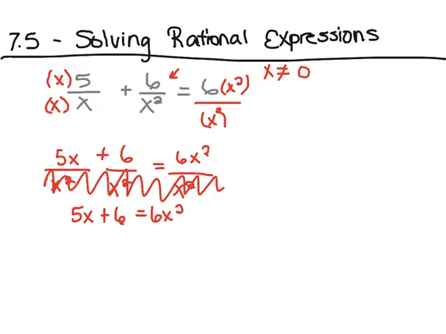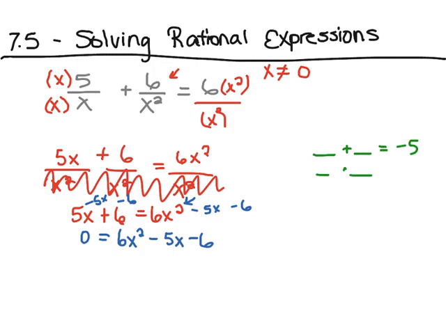Now because we have an exponent to the power of 2, we're going to have to factor. So we're going to move everything to the other side. So minus 5x minus 6. So we have 0 is equal to 6x squared minus 5x minus 6. Now we're going to factor to solve for x. So blank plus blank is equal to negative 5. Blank times blank is equal to negative 36. You should do negative 9 and positive 4.